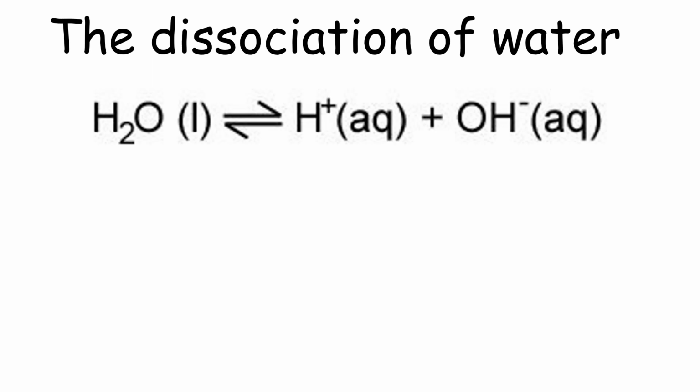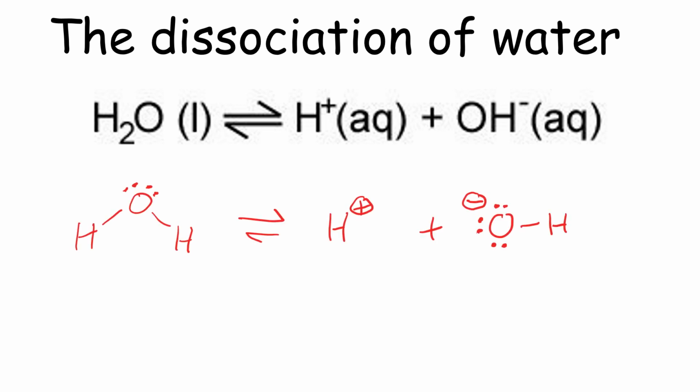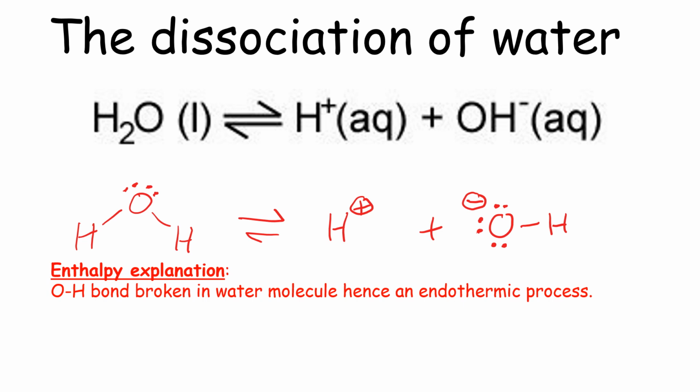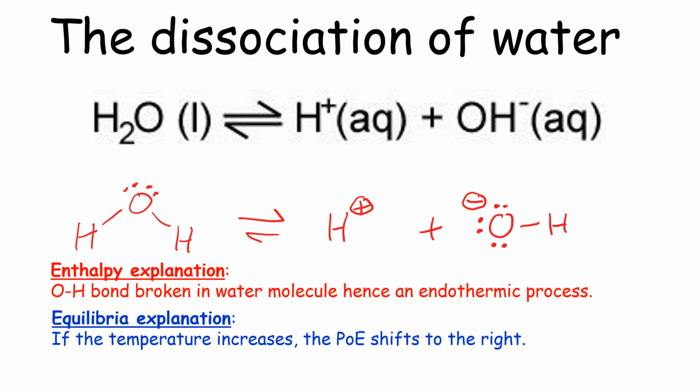So let's look first of all at the dissociation of water, which is what the Kw expression refers to. It's obviously in equilibrium, and if you draw the displayed formulae of everything, you can see that there's a bond being broken in water, so it must be an endothermic process because breaking bonds requires energy. In terms of equilibria, that must mean if the temperature rises, the position of equilibrium shifts to the right in the endothermic direction.